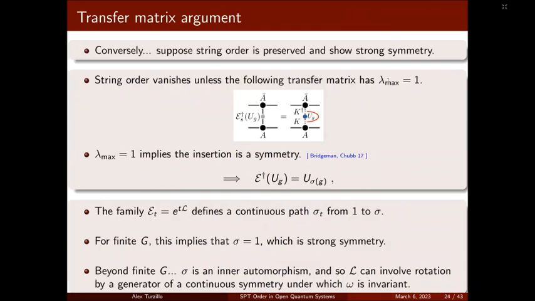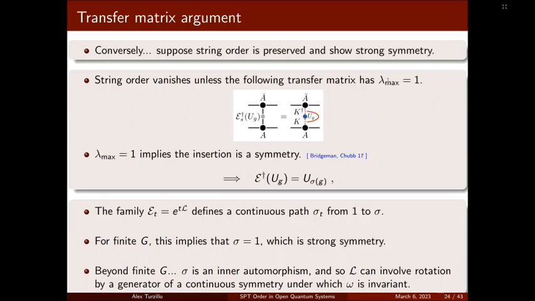Right. Then the last thing that needs to be shown is that, suppose the string order is preserved, did we need to have strong symmetry in order to do that? And the answer turns out to be yes. If we think about the string order parameter as this sandwiching of the string operator in between the MPS and its dual, that is evaluated in terms of this transfer matrix, which is this E dagger U_G sandwiched in between the MPS tensor and its dual.